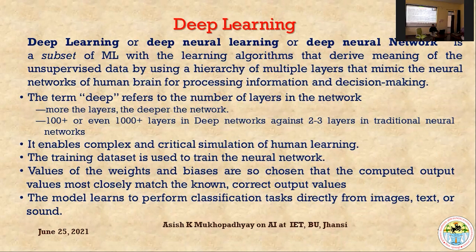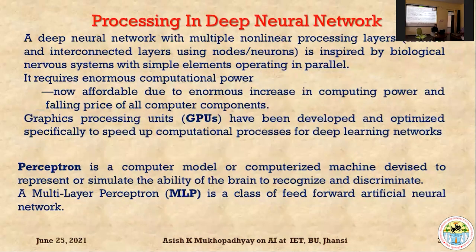The model learns to perform classification tasks directly from images, text, or sound. As you are talking, that is how it works; immediately it may come. It directly analyzes the sound, image or text and makes the model accordingly. Now, with this modeling, so many layers, so many neurons to handle, can you imagine how much data it has to handle?